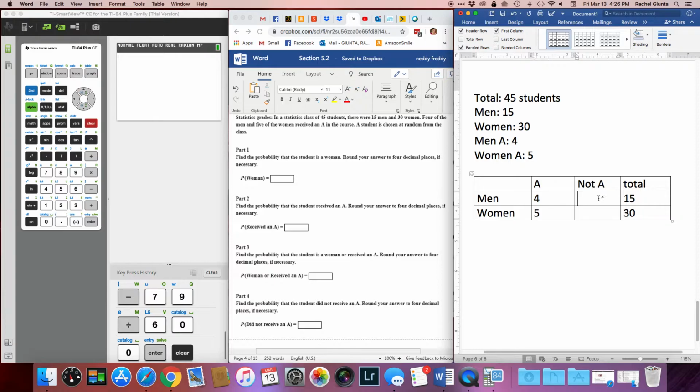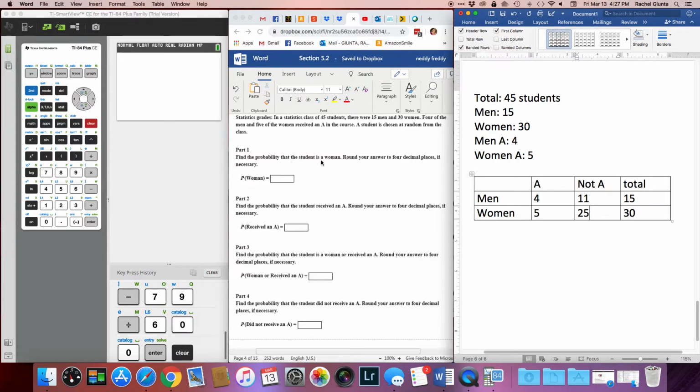They don't tell us how many did not get A's, but if we know that out of 15 men, 4 of them got A's, then 11 of them did not. 15 minus 4. Out of the women, out of 30 of them, 5 got A's, which means 25 did not. And knowing all of these numbers is going to make answering these questions a lot more straightforward.